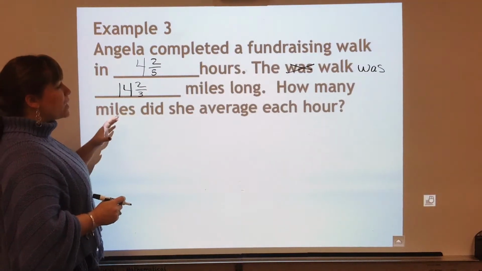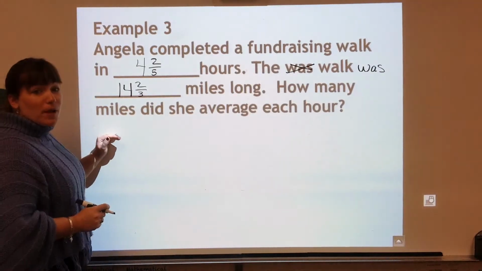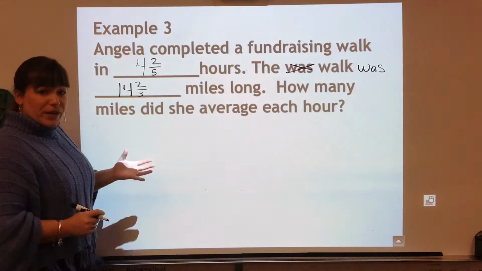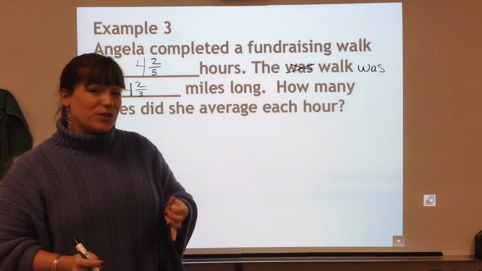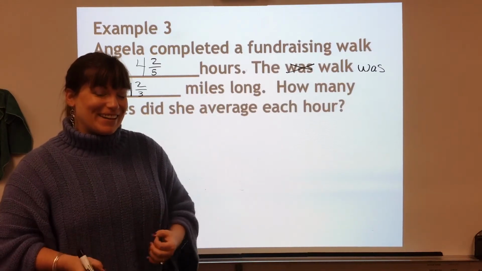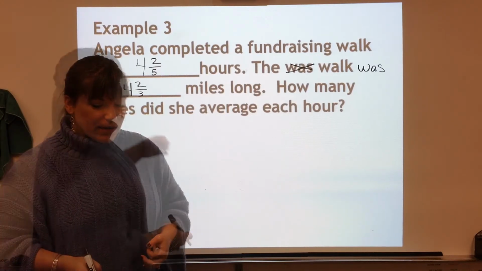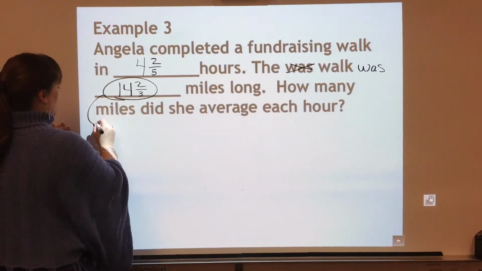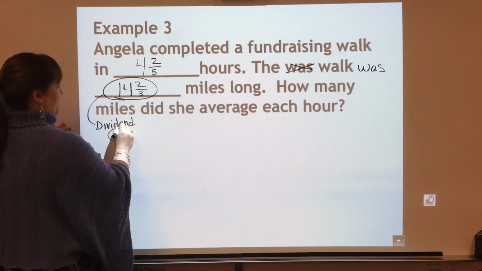So we want to split up the entire walk and find out how much she walked per hour. So the trick here is to make sure you understand which mixed number is the divisor and which mixed number is the dividend. So you have to think, what are we splitting up? And that answer is the dividend. So the entire walk is what we're going to be splitting up. That is the dividend. That is the number that we're going to write first.